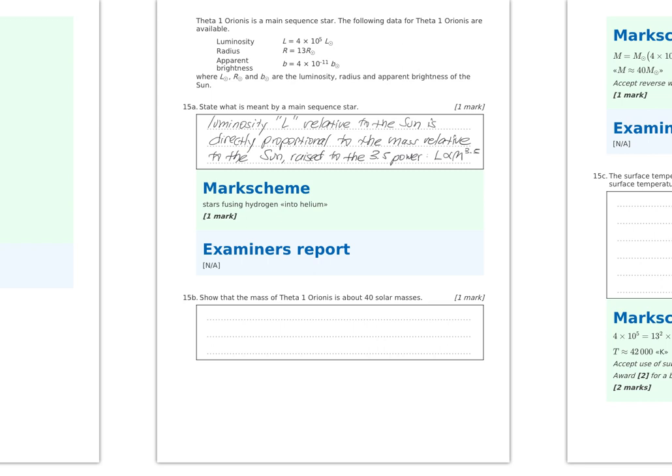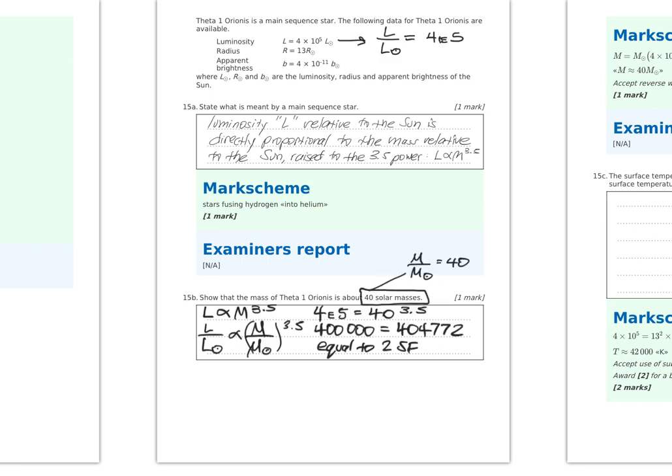So 40 solar masses would be that the relative mass is 40. And we have the luminosity relative to the luminosity of the sun. So yeah, relative luminosity is 4 times 10 to the 5, relative mass is 40. So 4 times 10 to the 5 equals 40 raised to the 3.5. To two significant figures it is, so yes.